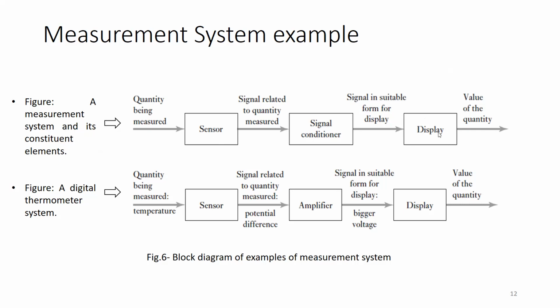So what are the three main elements of a measurement system? A sensor, a signal conditioner, and a display. So if we compare it with the digital thermometer, then again digital thermometer will have a sensor, that is a thermocouple, an amplifier, that is a signal conditioning unit, and a display system, that could be LCD, LED, or a pointer moving on the scale.